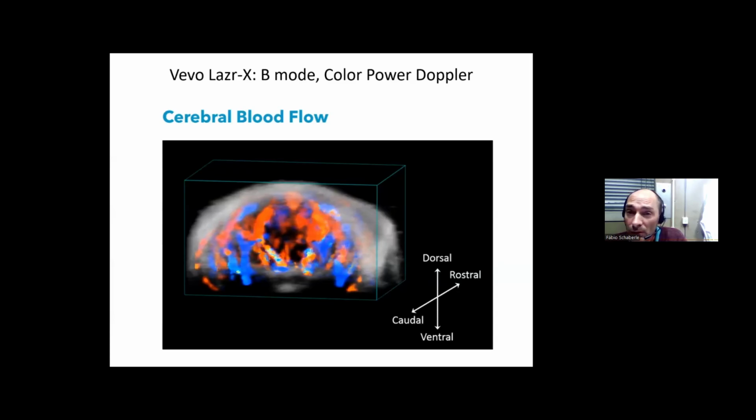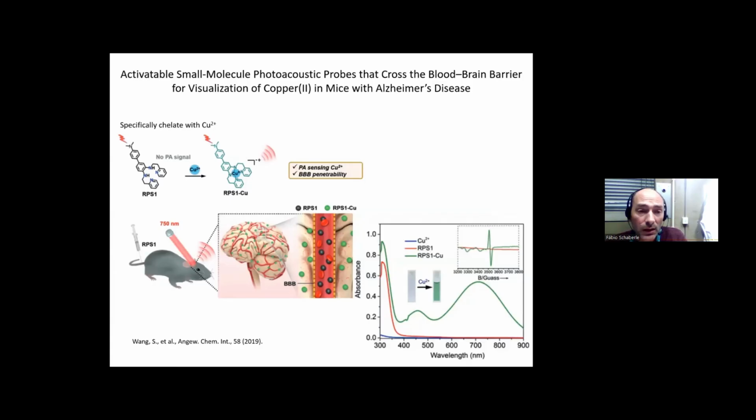This is the Doppler for brain studies. Again, blue and red mean the direction of the blood flux. And this is a very nice example of a photoacoustic application for Alzheimer's disease. All these neurodegenerative diseases cause an increase of copper in the blood. So the increase in the copper levels is related to these neurodegenerative diseases.